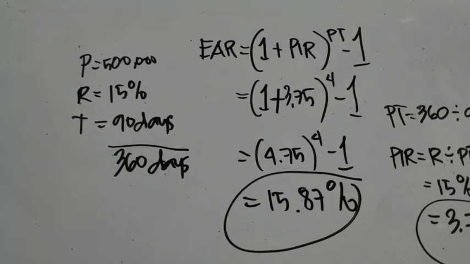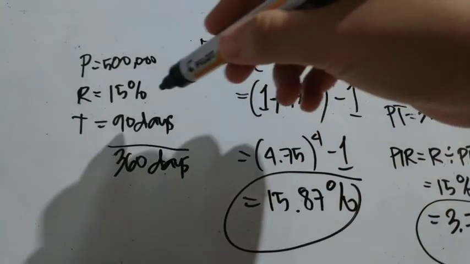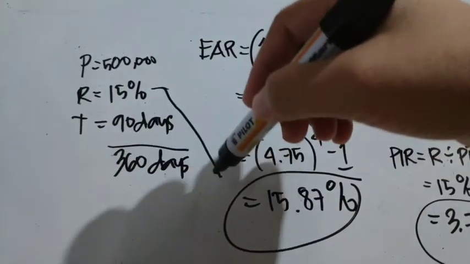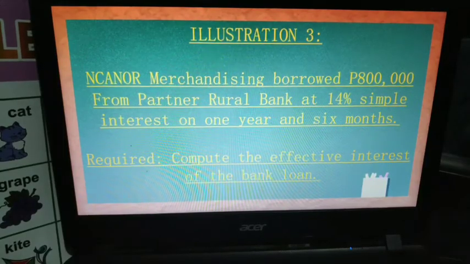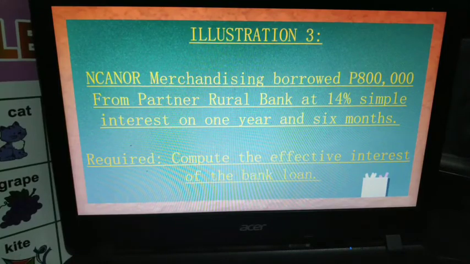As you can see, in the problem number 1, the nominal annual rate is equal to the effective annual rate, right? Now, on the problem number 2, from the nominal rate, the effective annual rate is higher. So, it was discussed a while ago, right? In our discussion, when the term of the loan is less than 1 year, then the effective annual rate will be higher than the nominal annual rate. So that is for your illustration number 2. Now we will proceed to illustration number 3. This is the last illustration for the simple interest.